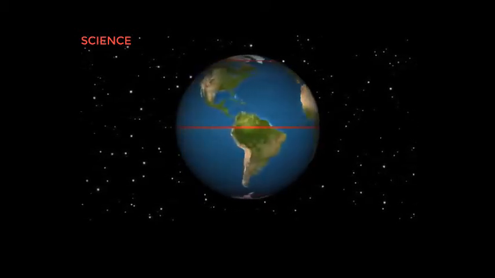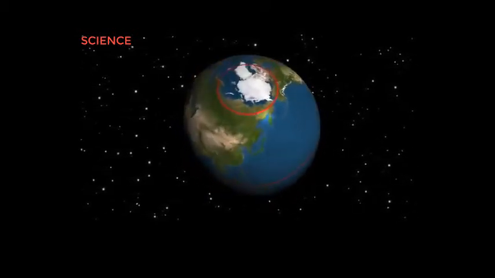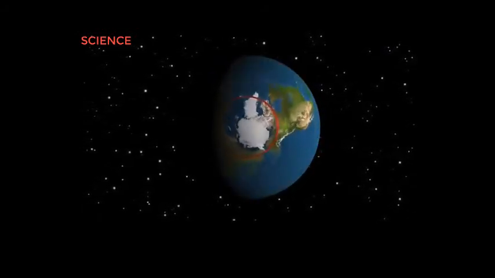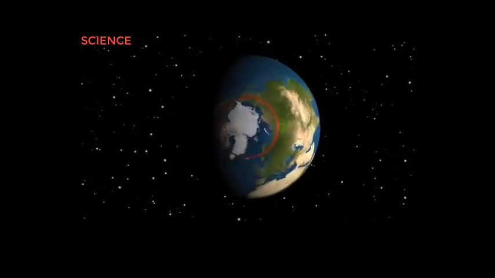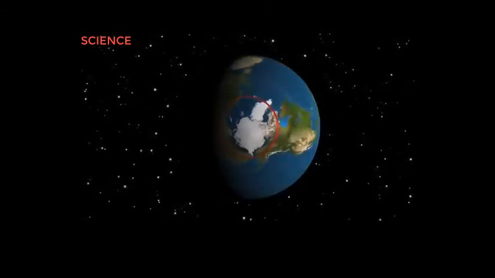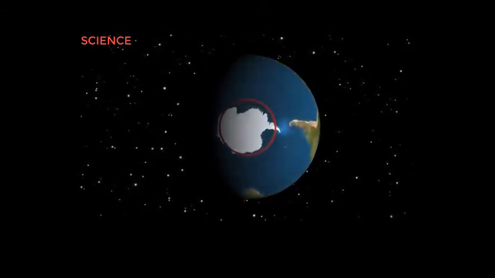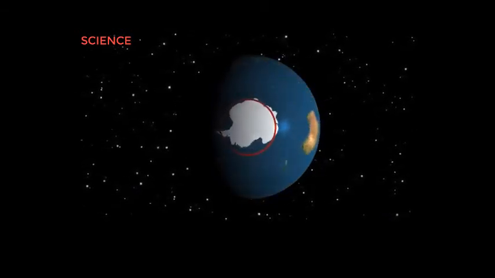In the northern hemisphere, the Arctic Circle is the southernmost latitude where 24-hour daylight can occur at least one day in a year. In the southern hemisphere, the Antarctic Circle is the northernmost latitude where 24-hour daylight can occur at least one day in a year.